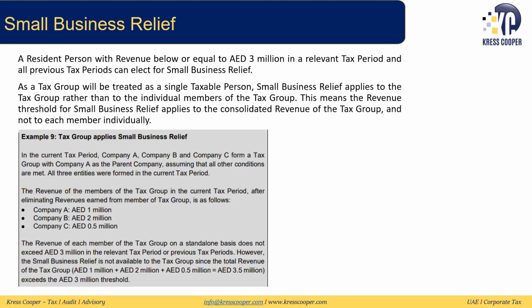Company A has 1 million revenue, company B has 2 million, company C has 0.5 million. If you look at them separately, they will be meeting the condition for small business relief. But the tax group is treated as a single person, so we will have to consolidate that. In this case, it will be 3.5 million, which is more than 3 million. So they cannot apply the small business relief for this particular tax group.